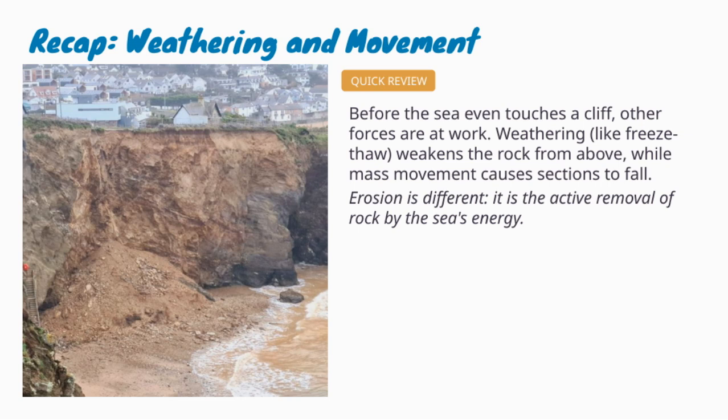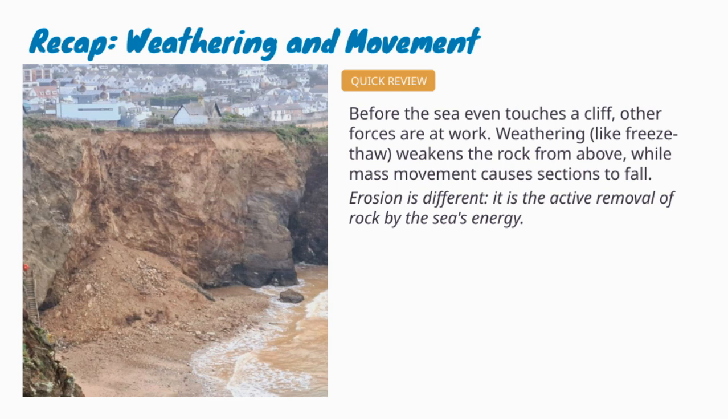Before the sea even touches a cliff, other forces may already be weakening it. One important process is weathering. Weathering is the breakdown of rock in place. This means the rock is weakened, but not necessarily removed. For example, freeze-thaw weathering happens when water enters cracks in the rock, freezes, expands, and forces the cracks wider. Another important process is mass movement. Mass movement is when material moves downslope under the force of gravity. This can include rockfalls, landslides, rotational slumps, mud flows, and soil creep.